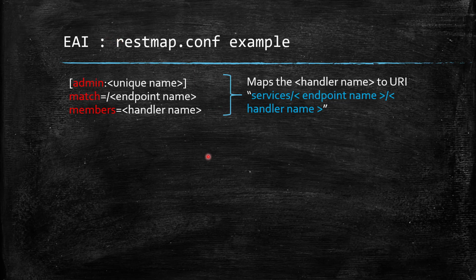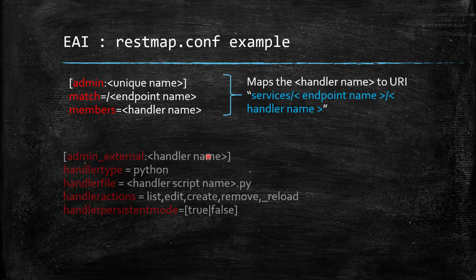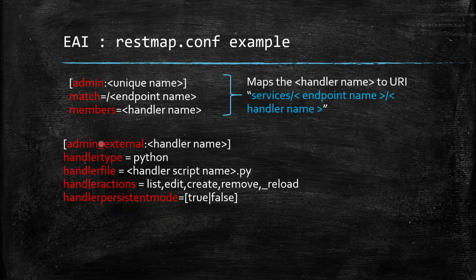Now in restmap.conf there will be another stanza called admin_external, which basically holds the details of this handler over here. What type of handler it is, whether it's Python code or the Python file name. Generally this file will be residing in the bin folder of your app. What kind of actions it supports, like list, edit, create, remove, reload, those stuff. And to turn on and off the persistent mode, you can have this one, handler persistent mode, whether true or false.